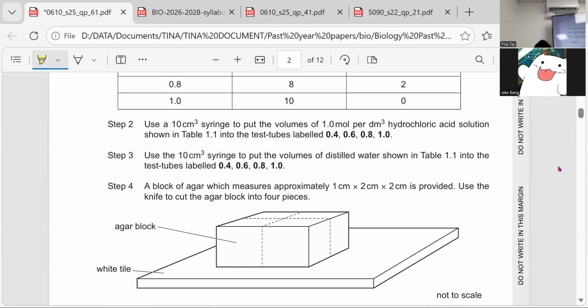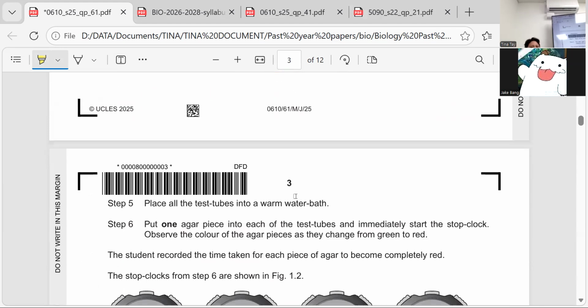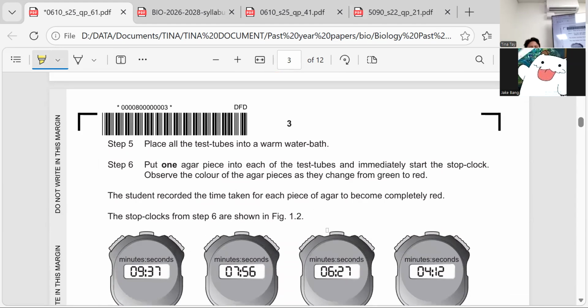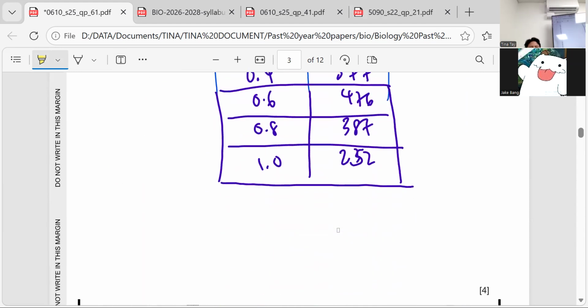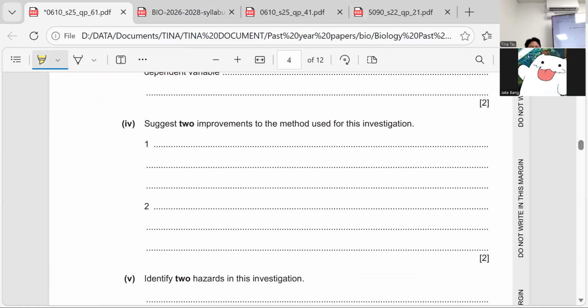What is the word? Approximately. Approximately means did you measure properly or you just guess? Guess about. Okay, so that is the one that you always do wrongly. You should measure it. Do you understand?